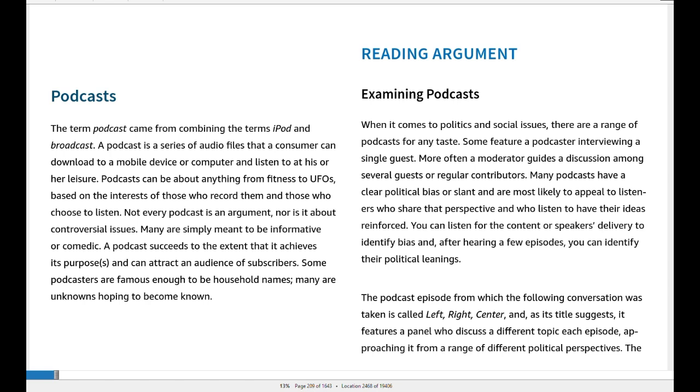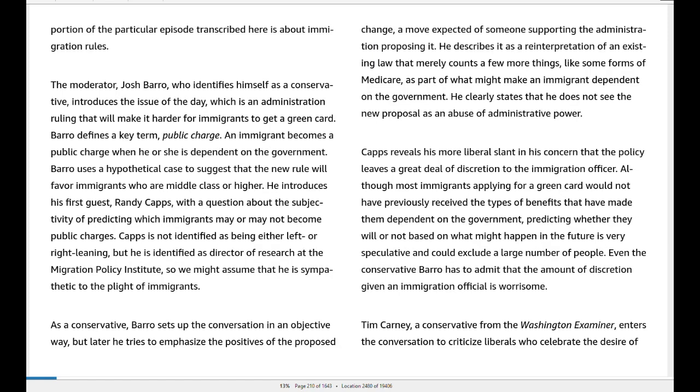You can listen for the content or a speaker's delivery to identify bias, and after hearing a few episodes, you can identify their political leanings. The podcast episode from which the following conversation was taken is called Left, Right, Center, and as its title suggests, it features a panel who discuss a different topic each episode, approaching it from a range of different political perspectives. The portion of the particular episode transcribed here is about immigration rules.